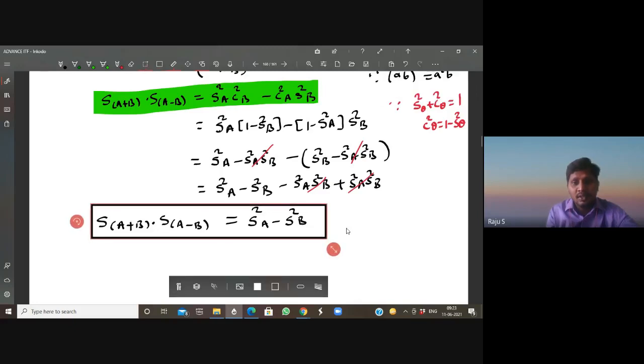Because whatever formulas I'm writing here are not only important in maths, they are also very important in physics.